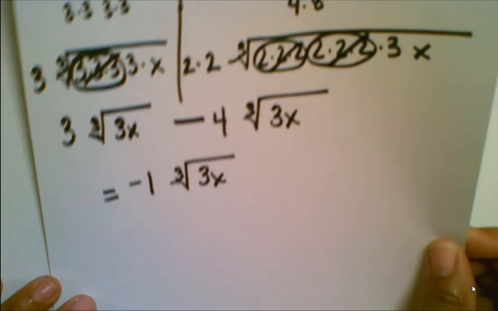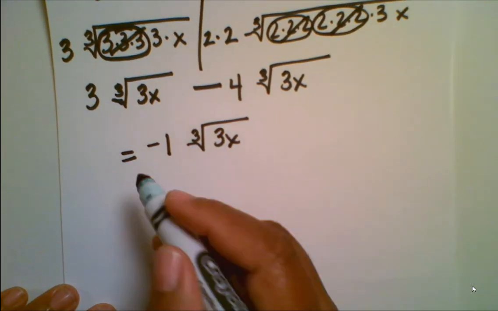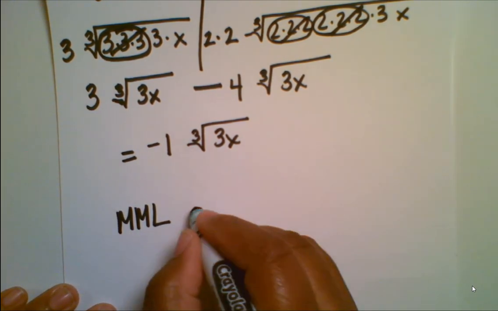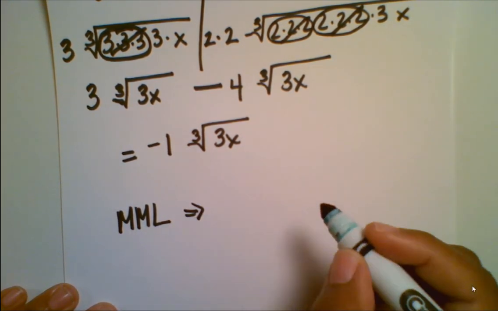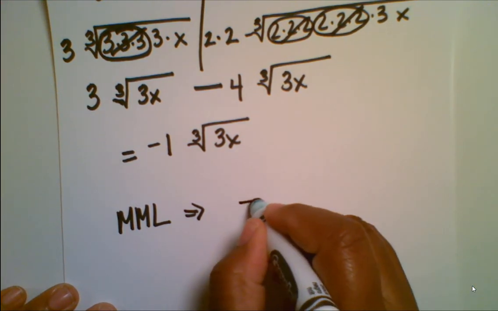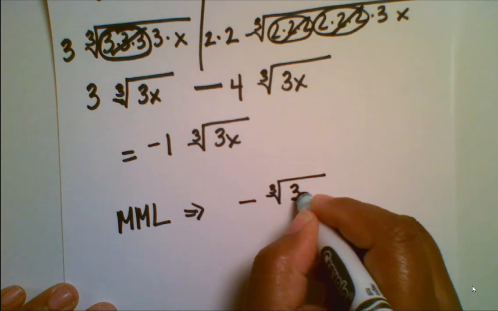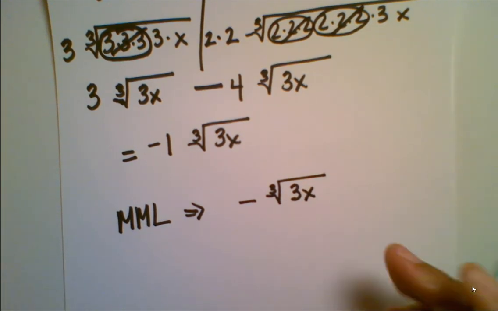But remember, in MyMathLab, do not put the 1 there. So you want to say negative cube root of 3x as your solution.